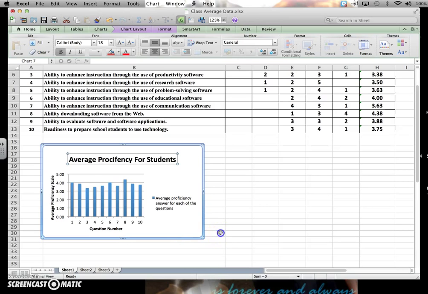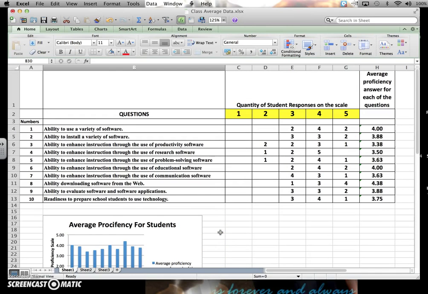And that's all I need to do to create a graph within the data of my Excel document. I hope this helped you find a couple of the pieces of information, and I will talk to you again soon.